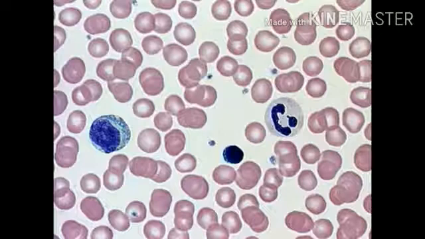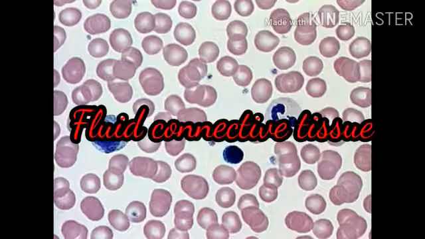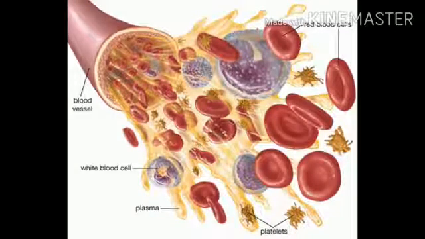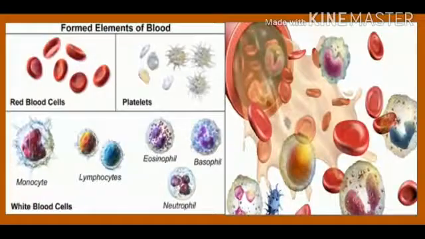In your class 9th, you had studied about a fluid connective tissue. Can you say what is it? Yes, it's blood. Do you remember the components of blood? Yes, it consists of red blood cells, white blood cells, platelets, and plasma. Can you recall the functions of each component?